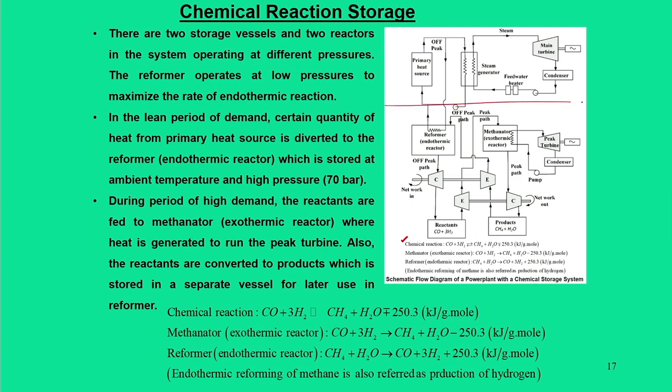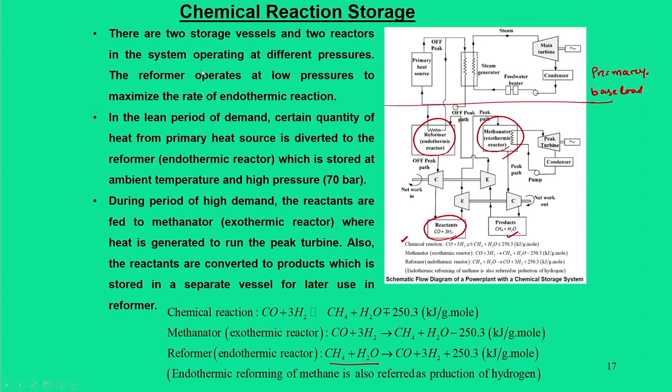So, if you take this particular part, which is the primary plant, and that operates at base load, we are just tapping some of the energy or heat from this primary heat circuit, and form two reactors. One is the reformer, which is an endothermic reactor, the other is the methanator, which is an exothermic reactor. The reformer takes CH4 and H2O from here, and the methanator takes CO and H2, which is taken from here. And this process keeps on happening for the charging and discharging phases.